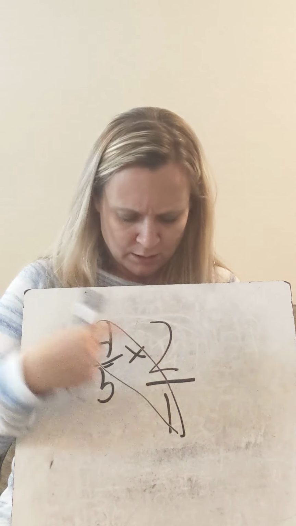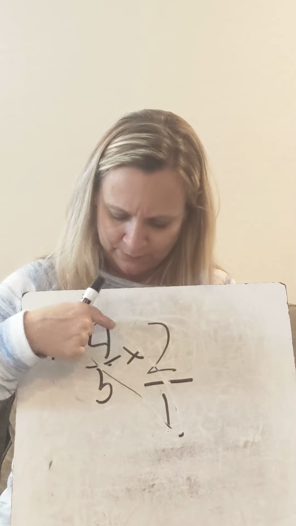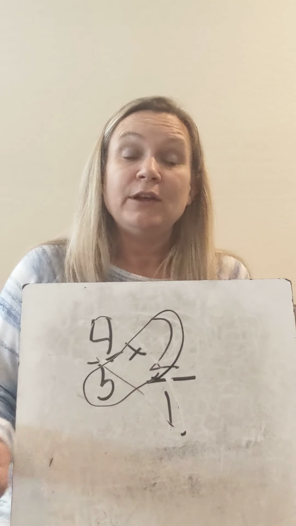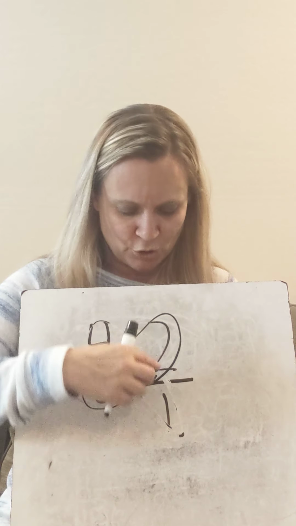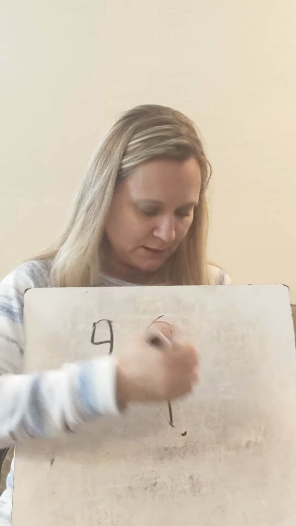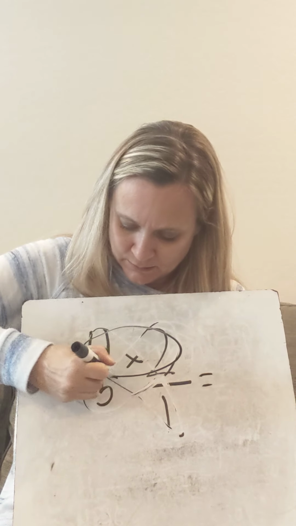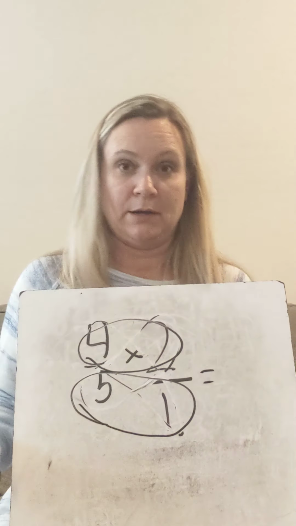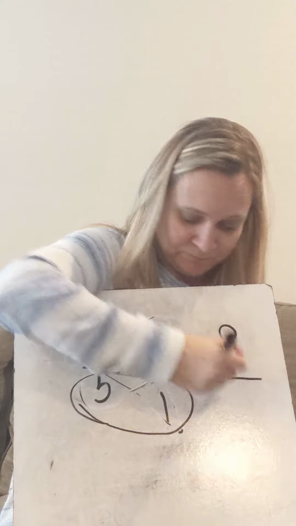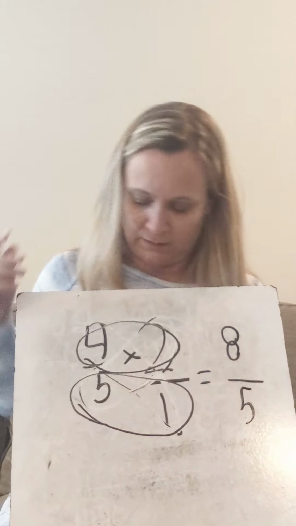That does nothing. So I'm not going to cross-cancel these. Let me look here. If I look at these, I have 2 and 5. They're both prime numbers. No common factors. So I'm not going to cross-cancel. In this case, it is easiest just to multiply the tops and multiply the bottoms. So 4 times 2 gives me 8, and 5 times 1 gives me 5.